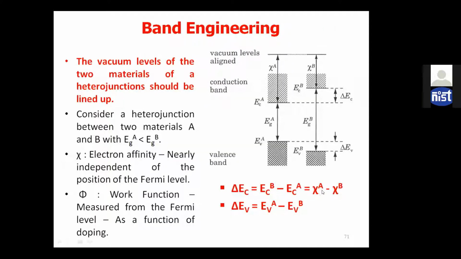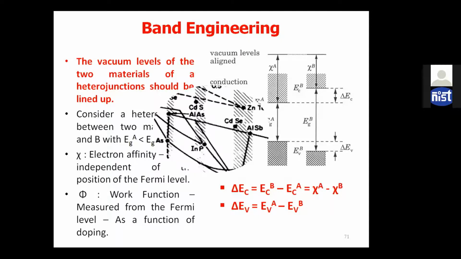See one important thing here. The electron affinity of A, the low band gap material, is high as compared to the electron affinity of the high band gap material. So if you make a doping in the higher band gap material, then the carriers can move to the low band gap material because the electron affinity is larger there, which we will see in a modulation doped structure.